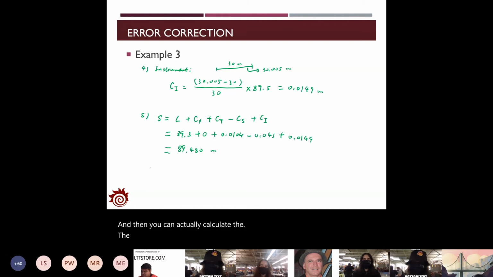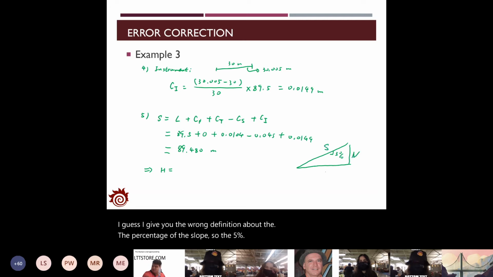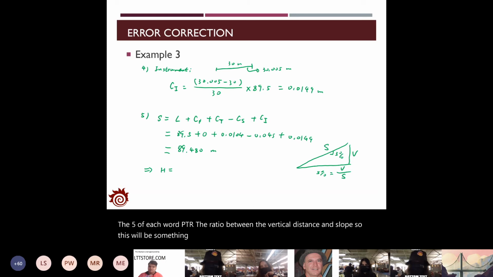horizontal distance, and the value would be... Oh, I guess I gave you the wrong definition about the percentage of the slope. So the 5% will be the ratio between the vertical distance and the slope. So this will be something different. I got something wrong in the previous page.